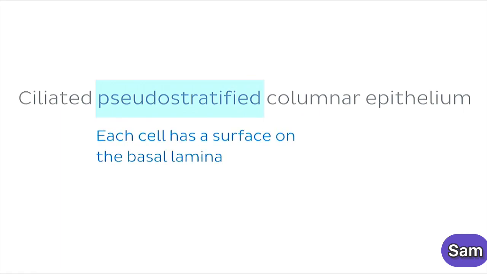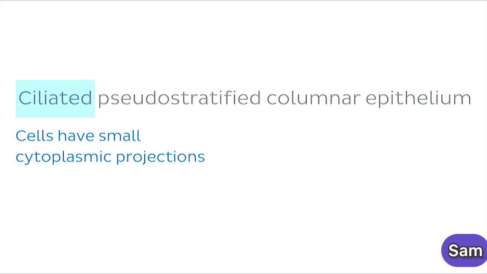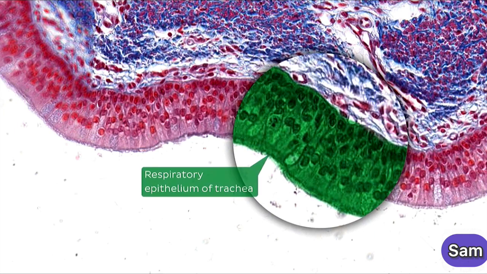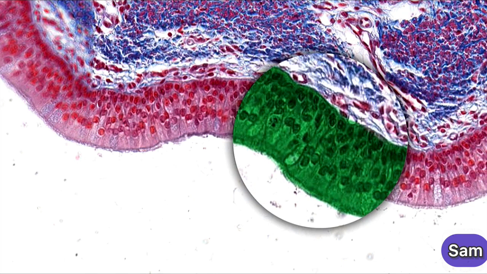Each cell has a surface on the basal lamina, a structure we'll talk about in just a minute, but not every cell reaches the free surface. Ciliated means that the cells have small cytoplasmic projections on one surface. You can find this kind of epithelium in several places in the body, but in the trachea, it gets a special name, respiratory epithelium. Let's take a look at the small projections found on these cells.